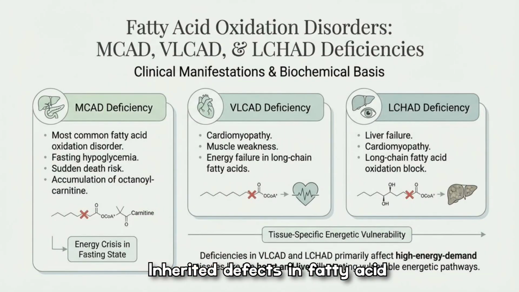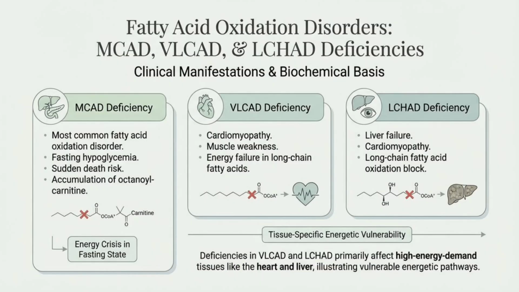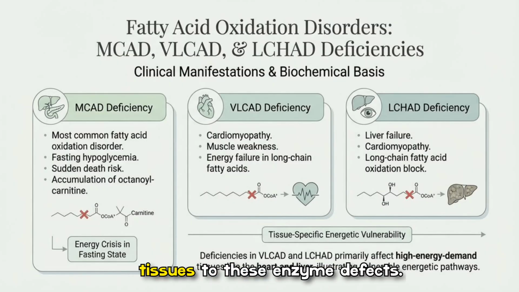Inherited defects in fatty acid oxidation present with distinct clinical patterns. MCAD deficiency commonly causes fasting hypoglycemia and accumulation of medium-chain metabolites. VLCAD deficiency leads to cardiomyopathy and muscle energy failure with long chains, and LCHAD deficiency affects liver and heart with long-chain blocks, highlighting the vulnerability of high-energy tissues to these enzyme defects.